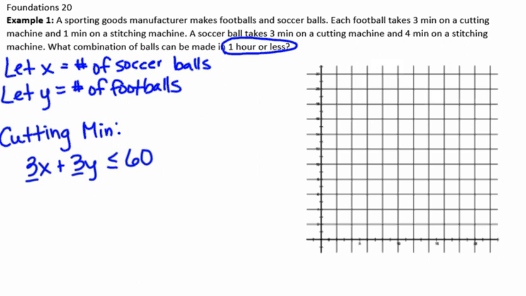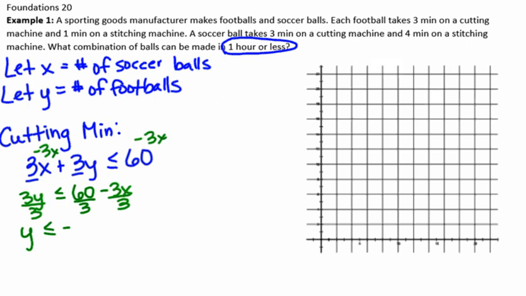So changing this to get it into y equals mx plus b form, we need to subtract. I'll do that in another color so we can see our work. Subtracting 3x from both sides will leave us with 3y is less than or equal to 60 minus 3x. We want to divide everything by 3. So y is less than or equal to, changing the order, negative x. Negative 3 divided by negative 3 is negative x. 60 divided by 3 is 20, plus 20. So here's one of our inequalities we will graph.